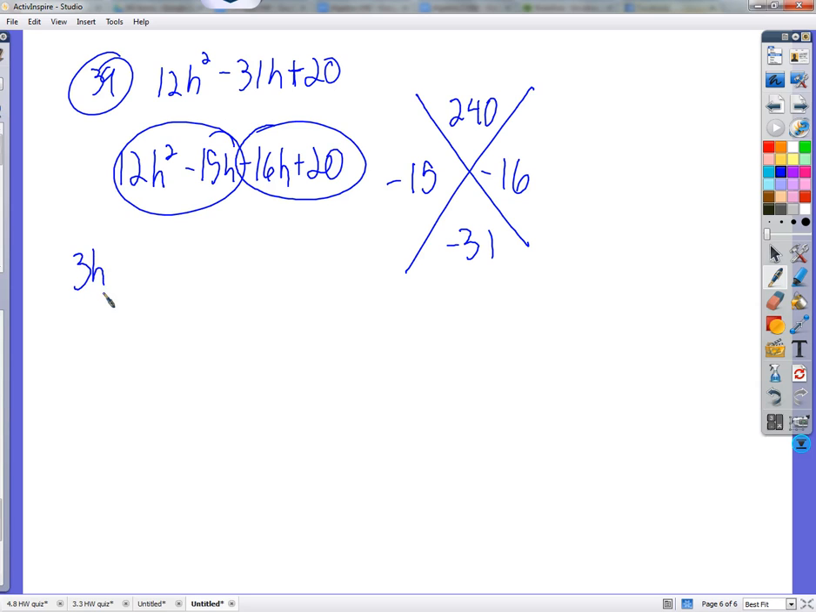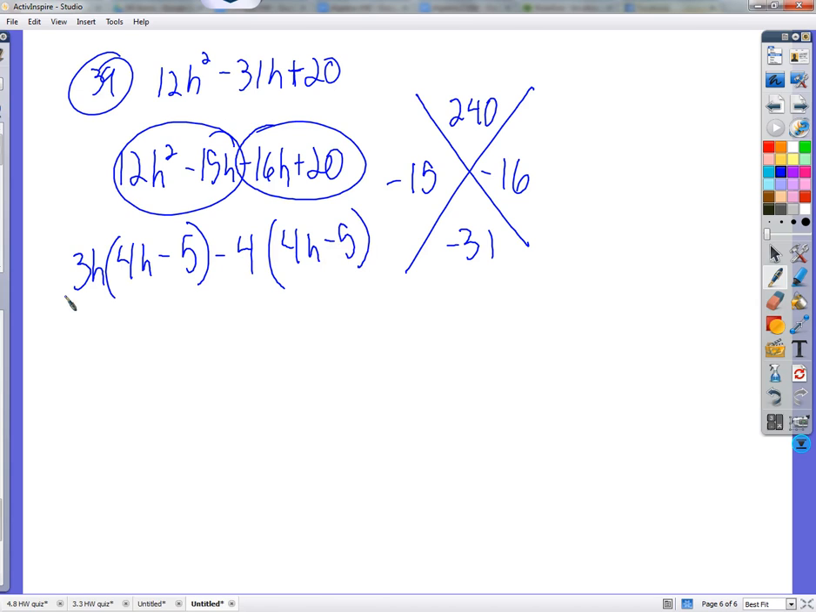12h squared minus 15h is 3h times 4h minus 5. What can we factor out from these two? 4. And since that first one's negative, I always like to pull out a negative. Think about what we want to have happen: this parentheses and this parentheses be the same. This one is positive, so we'd like this one to be positive as well. So we need to pull out a negative to do that. Negative 4 times h, negative 4 times negative 5 is 20, that would work.